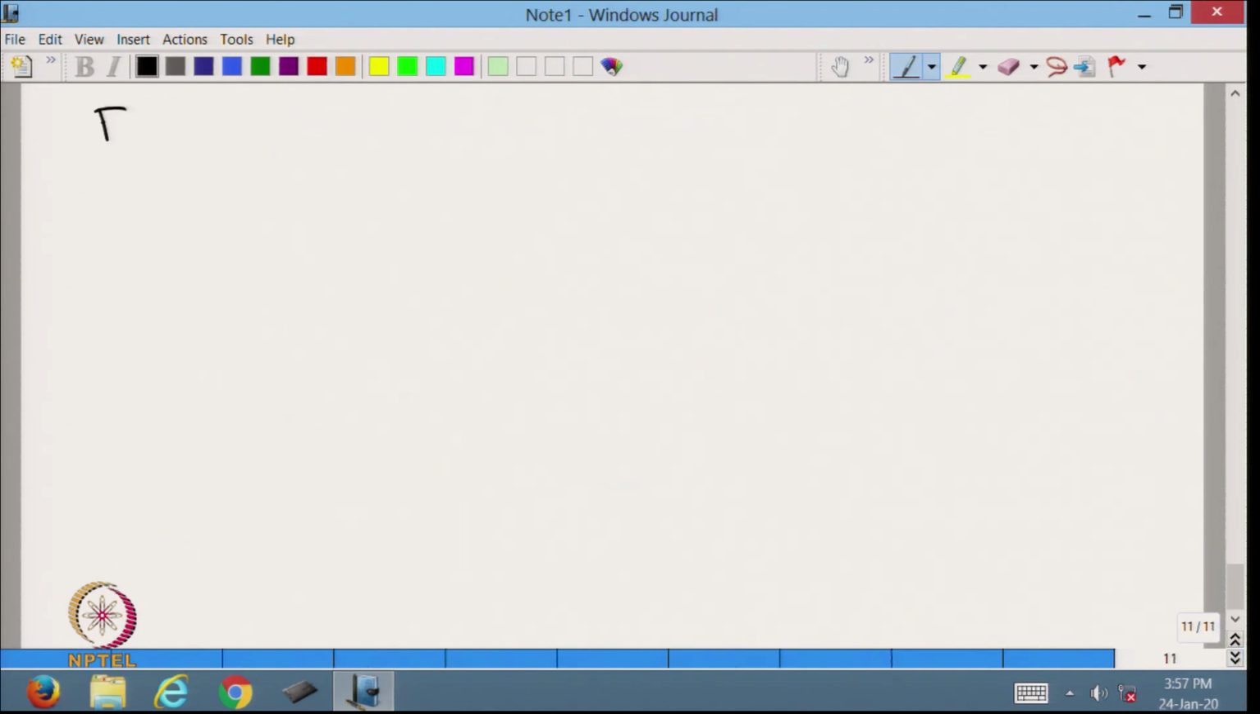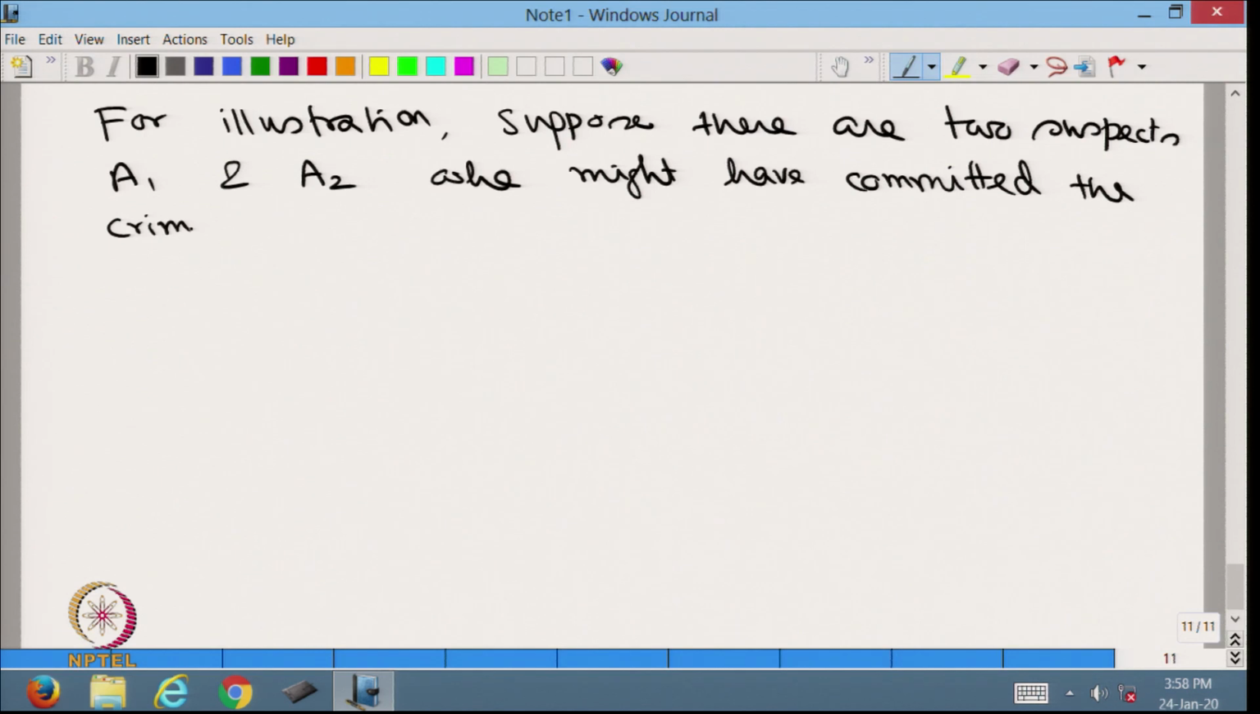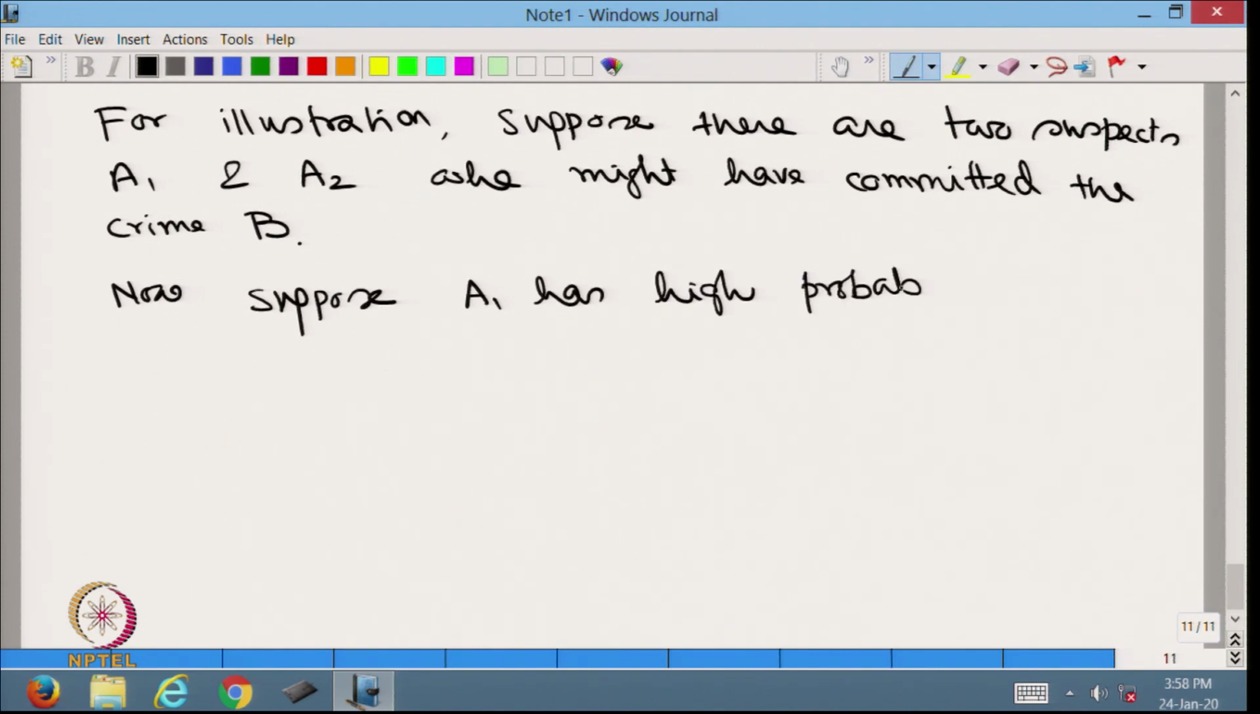So, for illustration, suppose there are two suspects, A1 and A2, who might have committed the crime B. Now, suppose A1 has a high probability, say 0.9, of committing the crime B.